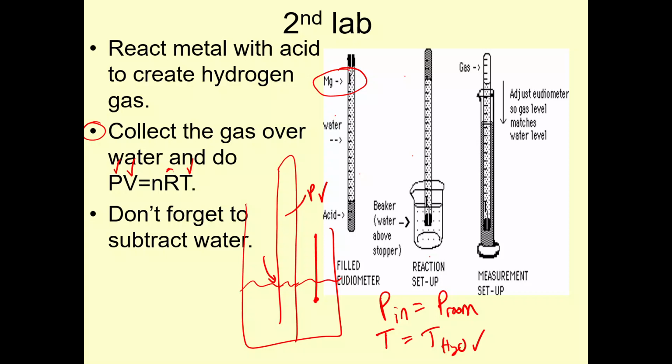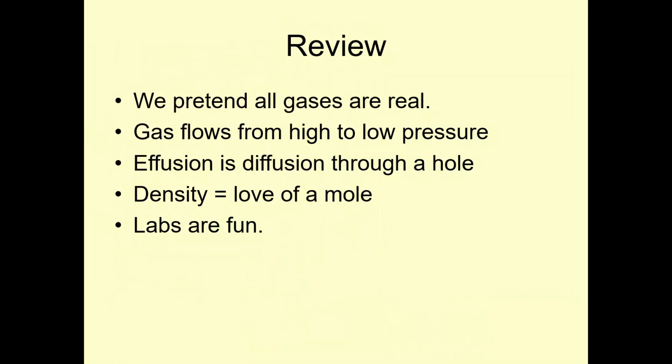Check. I've got pressure. I've got temperature. And then I can solve for R, or I can solve for n. Remember, n is mass over molar mass. So if we want to find out how much hydrogen we get, we won't be able to find the mass. So that means we're going to use R, which is 0.0821 liter atmospheres over mole Kelvin. Don't worry about the units. They all cancel out.